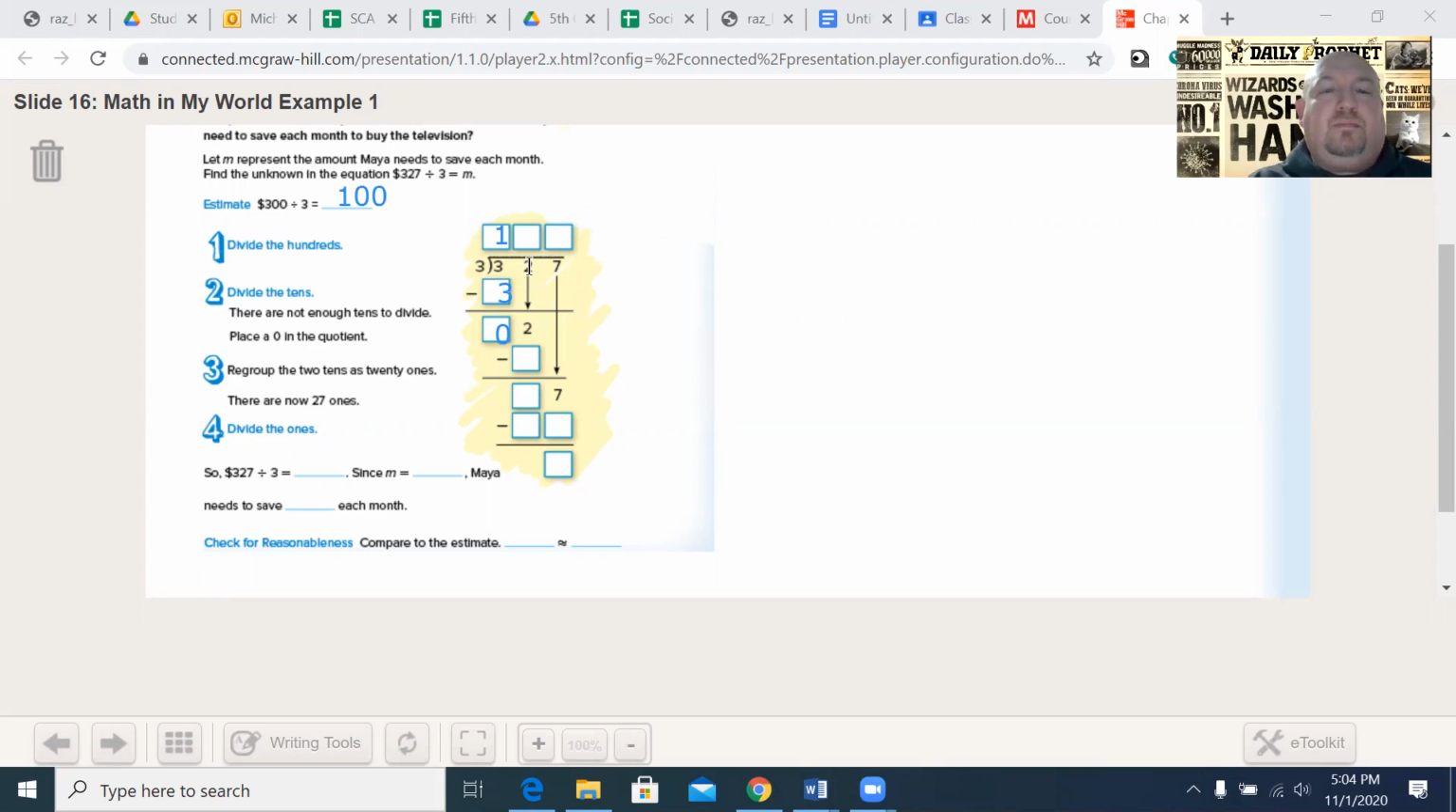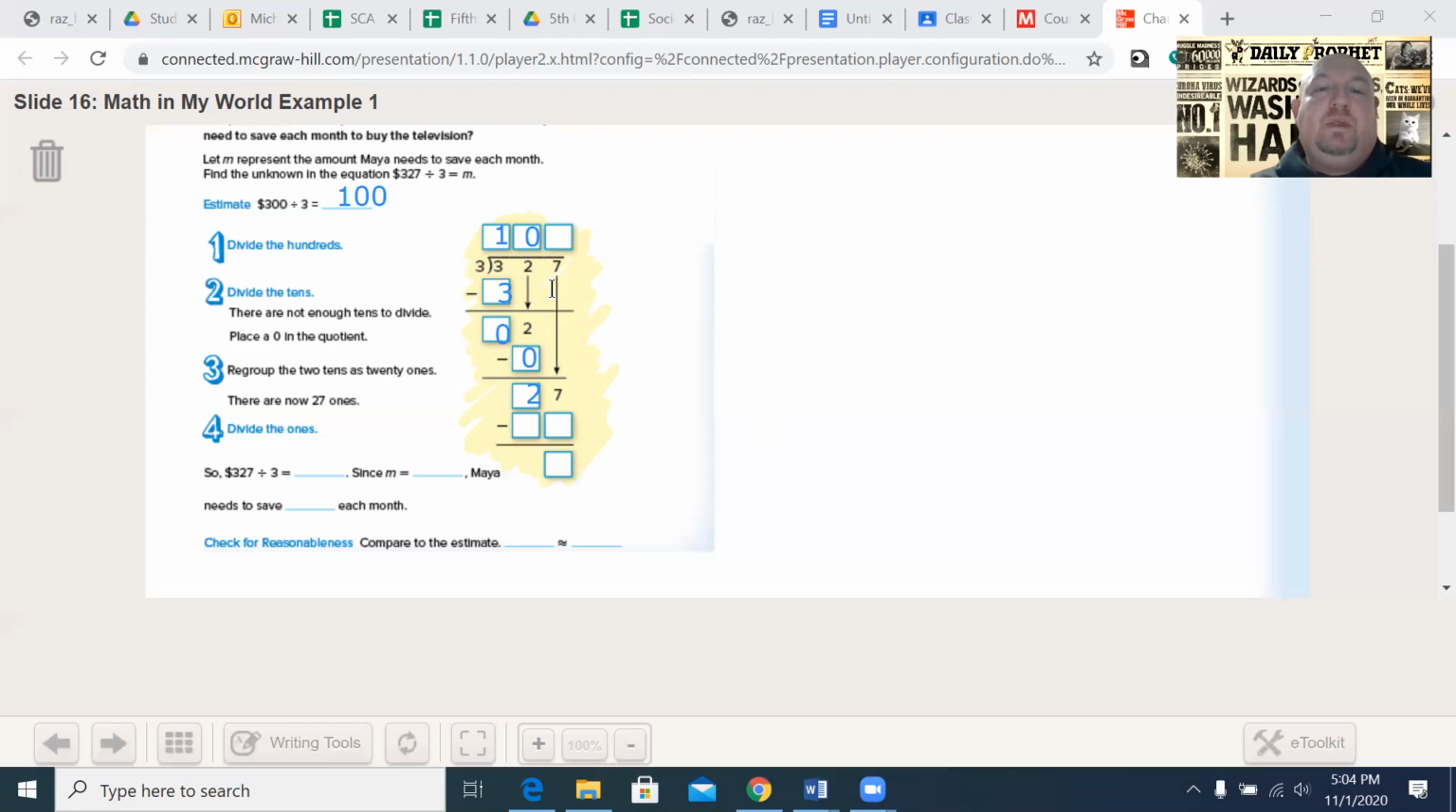And now I bring down the 2 because 0 is less than 3. How many times will 3 go into 2? Well, the answer to that is 0 times. My divisor is larger than what I'm going into. I'm going to need a 0. Now I multiply. And what did I say that any number times 0 is? It's still 0. So now I have 2 minus 0 is 2. 2 is less than 3. I bring down the 7.